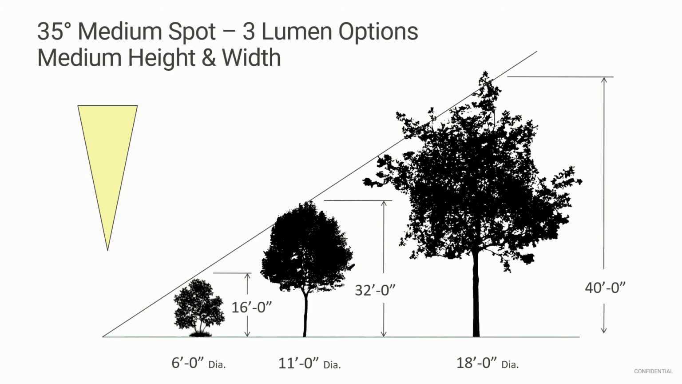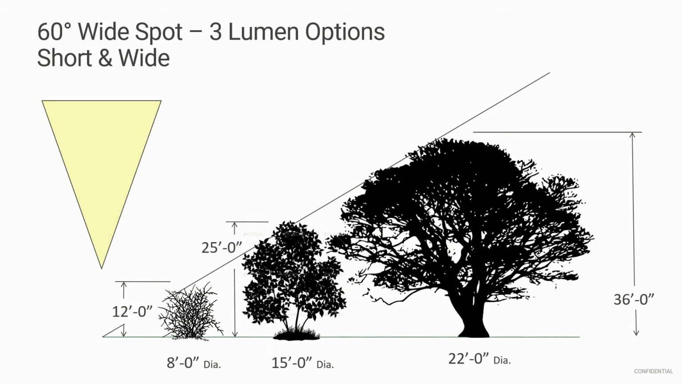Medium-sized trees, which represent the largest quantity planted, will use medium width beam spreads. Medium width, about 35 degrees, are the most popular accent lights sold. Wider trees, and especially shrubs, will be illuminated best with wide flood beam spreads. Remember that wider light does not travel as far. As with the other beam angles, larger lumens will be required to reach farther directions.